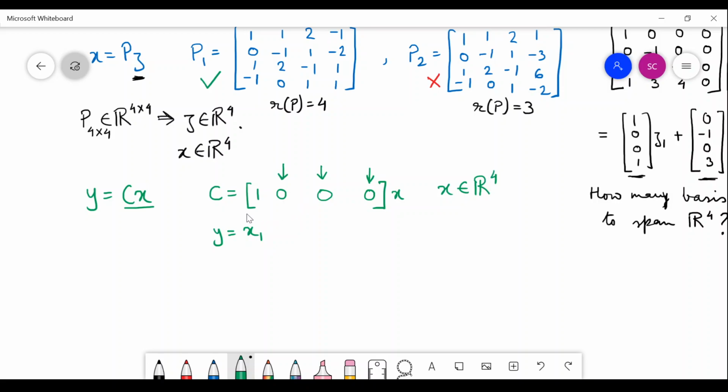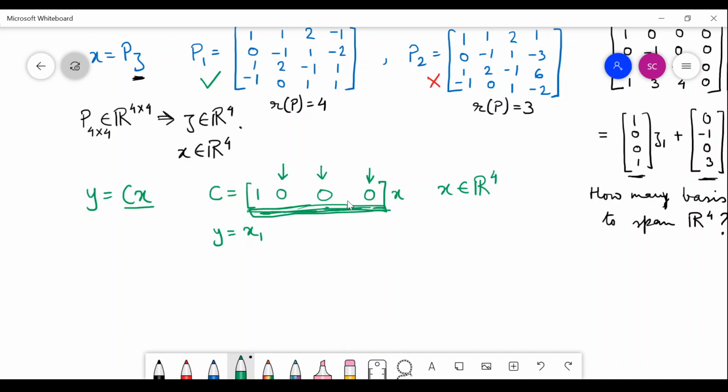Here, since you have already defined y as x1, you wanted to take the state vector from the fourth dimensional space to the one dimensional space. That's why you had used this C vector. The C matrix has come like this. You have chosen the C like this in order to do that.